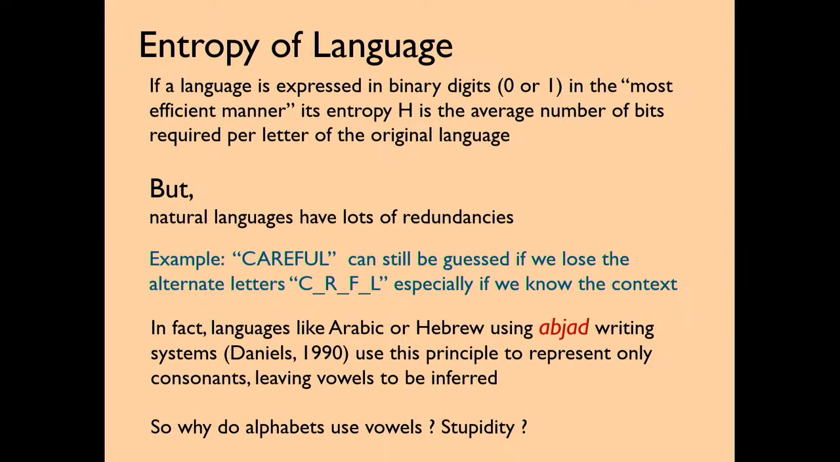But as we already saw, this is not true for natural languages, right? So careful can be written as CRFL, and you'll still be able to work out that this is actually careful. And this principle is in fact used in Abjad alphabets like Arabic or Hebrew, where you represent only the consonants and you're leaving vowels to be inferred. So question, in that case, why are there even alphabets which use vowels? Why do we need vowels? Why is not every writing system an Abjad?